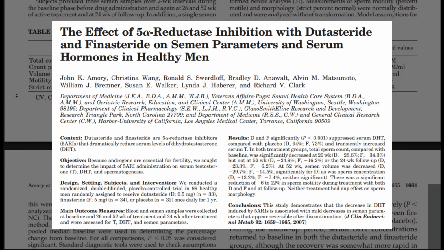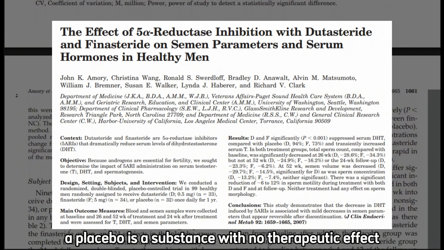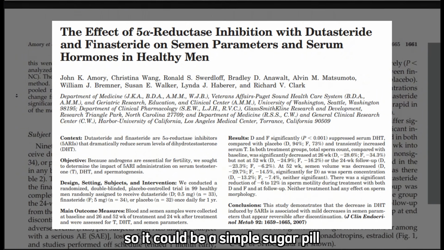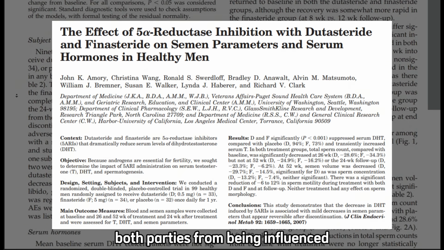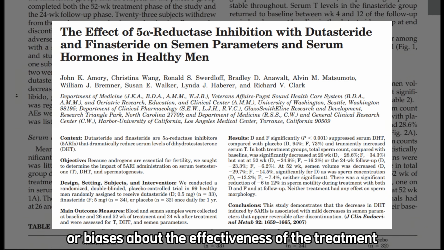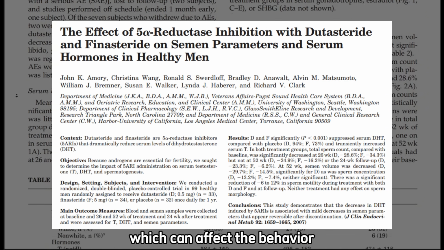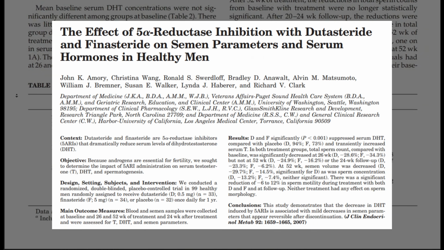In a double-blinded study, neither the participants nor the researchers know who is receiving the actual treatment and who is receiving placebo. And guys, again, remember, a placebo is a substance with no therapeutic effect. So it could be a simple sugar pill or a pill full of water. And this prevents both parties from being influenced by their expectations or biases about the effectiveness of the treatment, which can affect the behavior and assessment of outcomes.